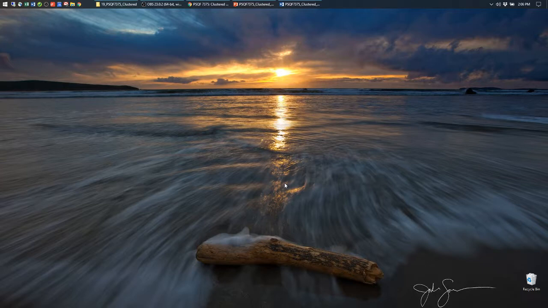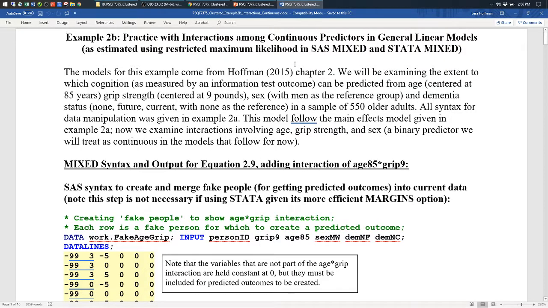Let's see. We did some examples. I'll show you some more examples today. I think that's a good place to dive in. Let's practice interaction terms amongst continuous predictors, or quantitative variables, I should say, and then we'll look at what happens to categorical. So I'd like to jump in with example 2b, if you wouldn't mind.